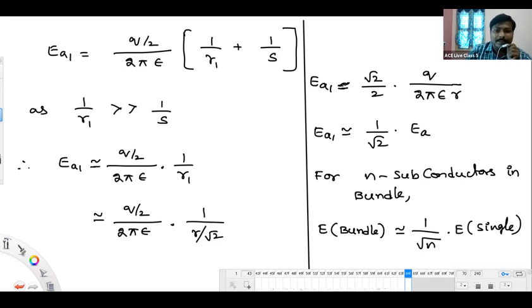Electric field intensity on the single conductor system. From this point onwards, I think you are very clear that if you are replacing one conductor with a number of conductors with some spacing, meaning if we convert a single conductor system to a bundle, definitely the electric field intensity on the bundle conductor system will be less compared to the field intensity on the single conductor system. I think all of you are getting this point. Is it okay? Can we move ahead?